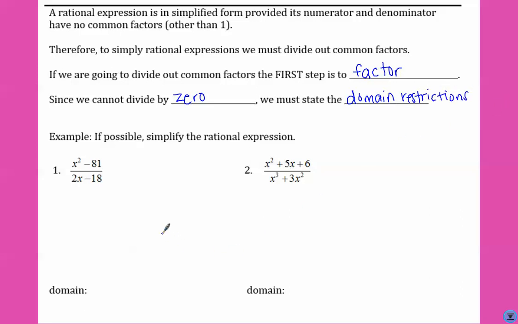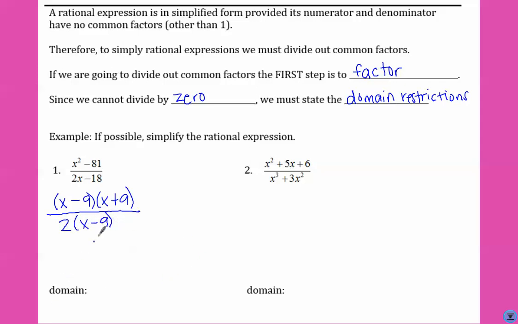All right, so if possible, simplify the rational expression. So step 1 is always going to be to factor. The factors of x squared minus 81, since that's a difference of perfect squares, will be x minus 9 and x plus 9. On the denominator, all we can do is factor out a common factor of 2, and we'll be left with x minus 9.